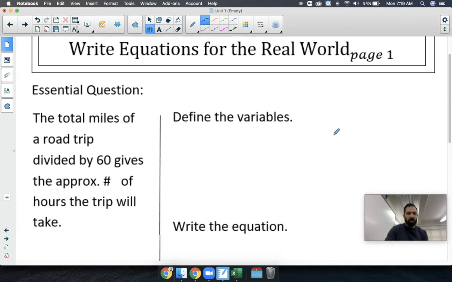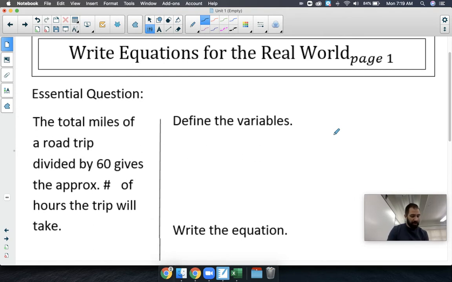Page 1, our essential question is, how can I write equations? First thing here says, the total miles of a road trip divided by 60 gives the approximate number of hours the trip will take. Also, what we want to look at is a couple things in here. We want to talk about what we need. We are looking for total miles, and also we know that we need to divide.